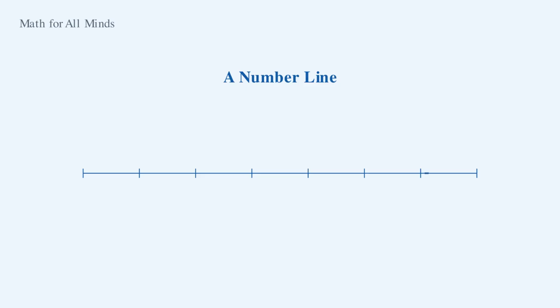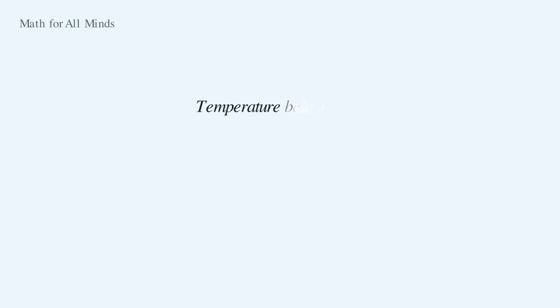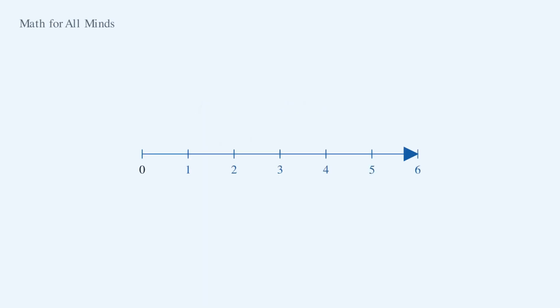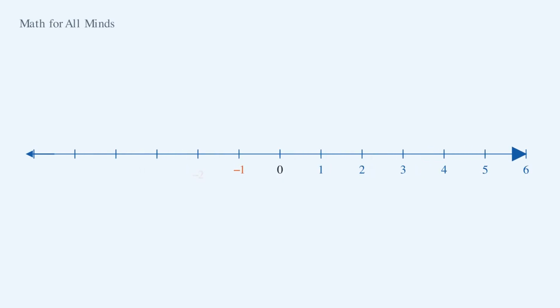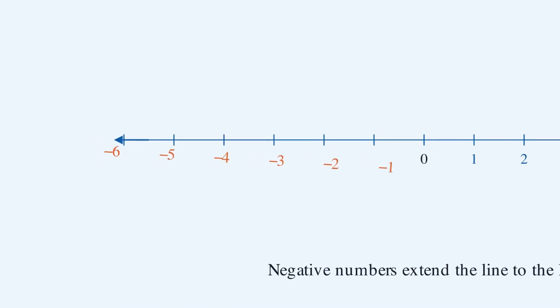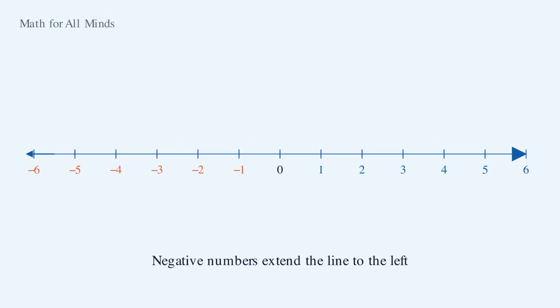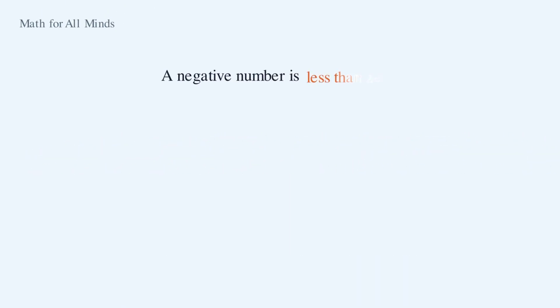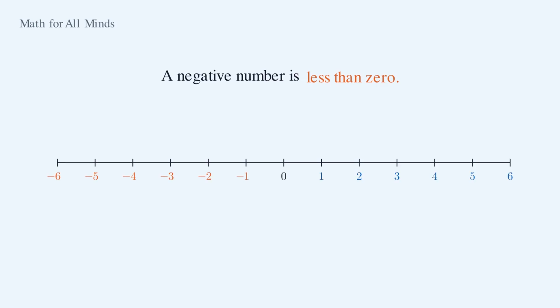Here's a regular number line, the counting numbers 1, 2, 3, and so on, marching to the right of zero. But what if we need to describe a temperature colder than zero, or a depth below sea level? We extend the line to the left. We keep the spacing exactly the same, and we label the marks with a minus sign in front: -1, -2, -3. A negative number is simply a number that is less than zero.